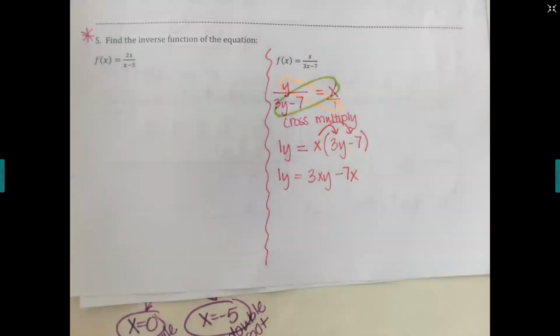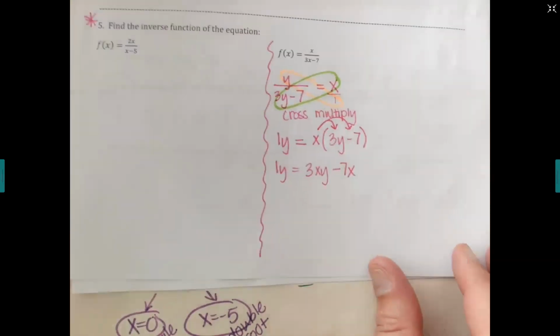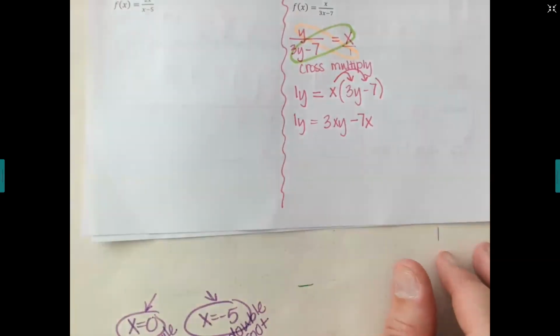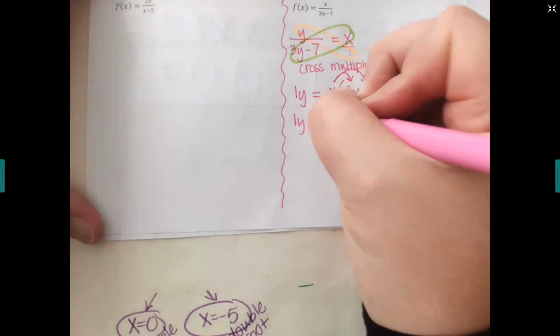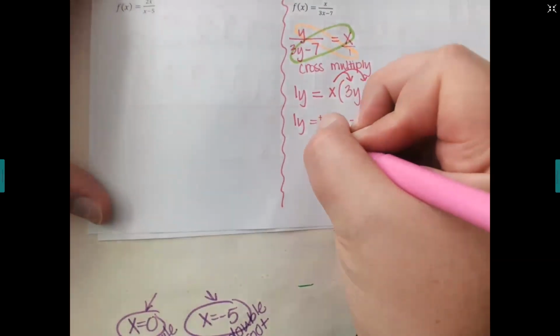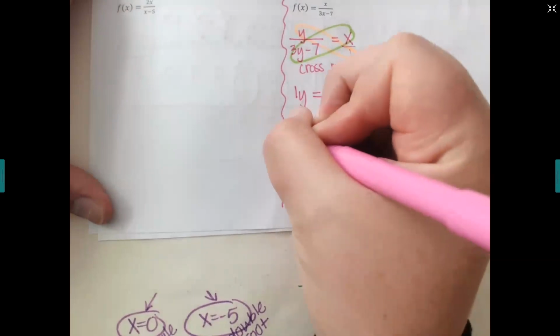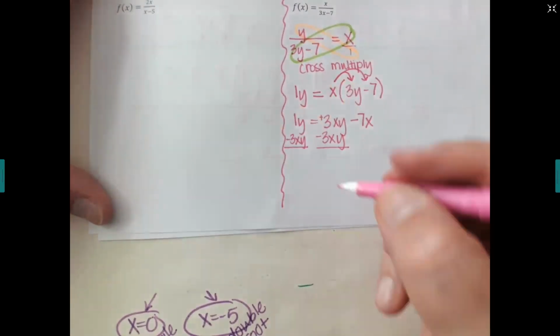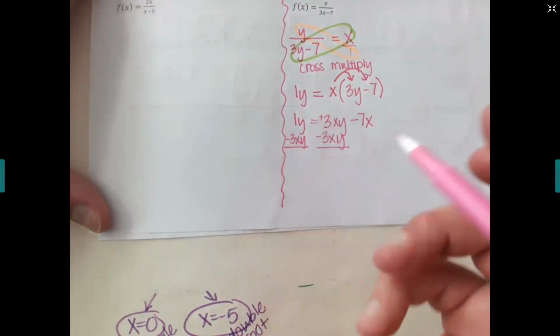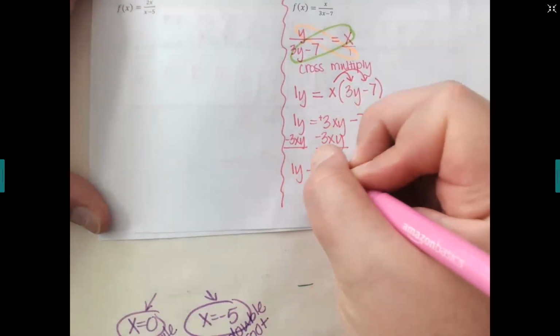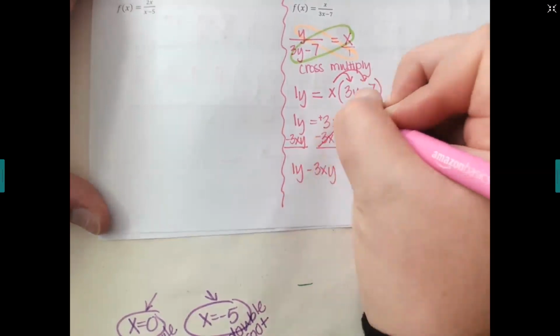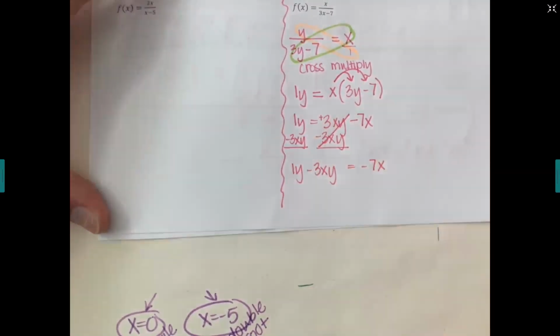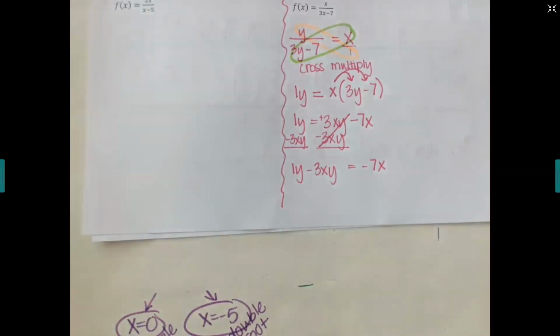Okay, then from here, whichever term has a y in it, I want to get it over to the same side with the other y. So if I have a 3xy and it's positive, how can I bring it across to be with the 1y? Keep in mind, this is a positive right now. Subtract. So I'm going to minus 3xy and minus 3xy. So I have 1y minus 3xy, these cross out, equals negative 7x. Any questions up to there so far?